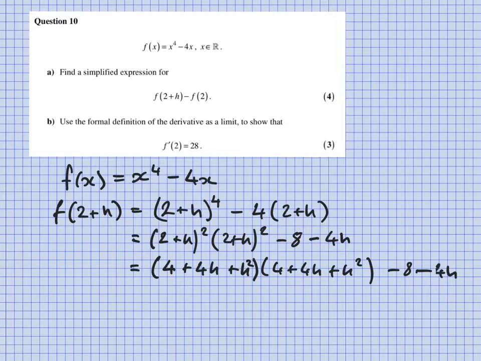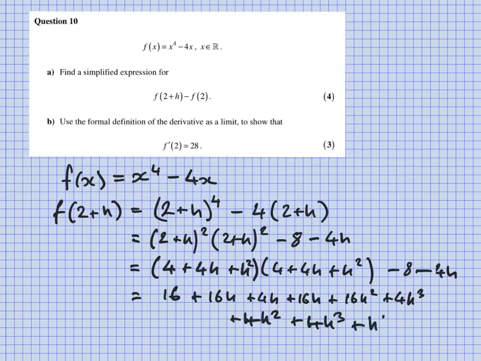Okay, expanding out the brackets further, I'm going to get 16, that's 4 times 4. 4 times 4h is plus 16h, 4 times h squared. Next, I'm going to do 4h times everything in there, so that's plus 16h, plus 4 times 4 is 16h squared. 4 times h squared is plus 4h cubed. Going to run out of space, but that's okay. Now do h squared times everything, plus 4h squared plus 4h cubed plus h to the power of 4, still minus 8 and minus 4h.